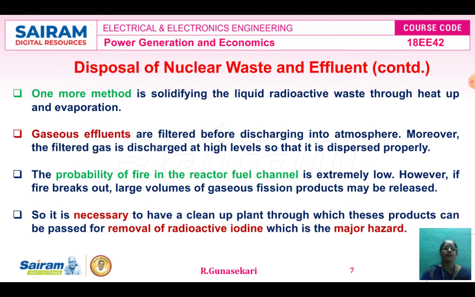The gaseous effluents are filtered before discharging into the atmosphere. Moreover, the filtered gas is discharged at high levels so that it is disposed properly. The probability of a fire in the nuclear reactor fuel channel is extremely low. If a fire breaks out, larger volumes of gaseous fission products may be released. Therefore, it is necessary to have a clean up plant, through which these nuclear waste products can be passed for the removal of radioactive iodine, which is the major hazard.